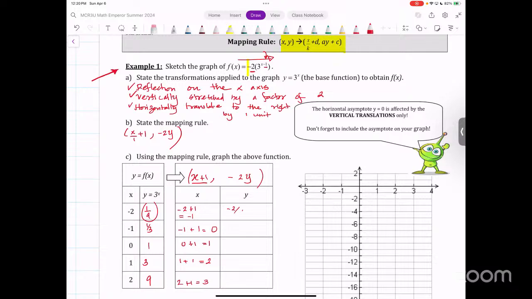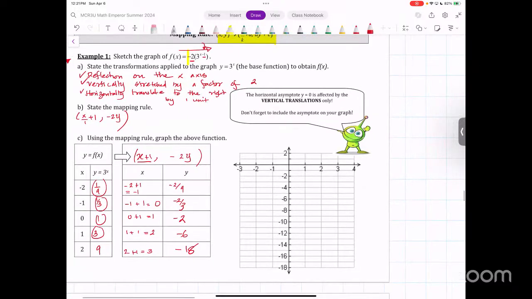Minus 2 over 9. Minus 2 over 3. Minus 2. Minus 6. Minus 18. Are you seeing the picture? Let's get a graph, so let's plot them in. 3 gave you negative 18.